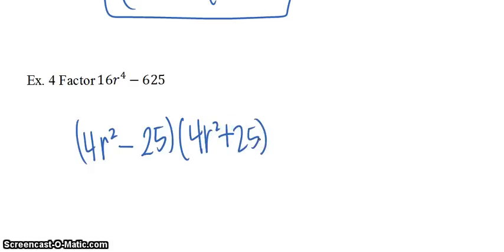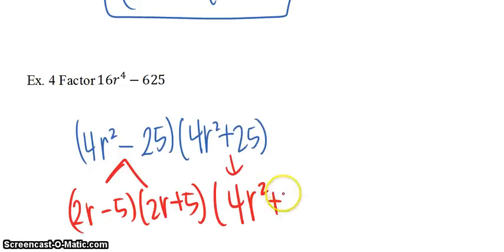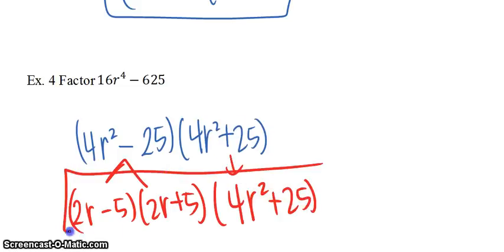But we're not done. Why? Because look, this one right here is another difference of squares. So I need to split that up as 2r minus 5 and 2r plus 5. Then I'm just going to rewrite this one down here, because that one is not a difference of squares, because it's not negative. And then this is my final answer. So there you have it, difference of squares. Not too hard, so hopefully this makes a little sense.